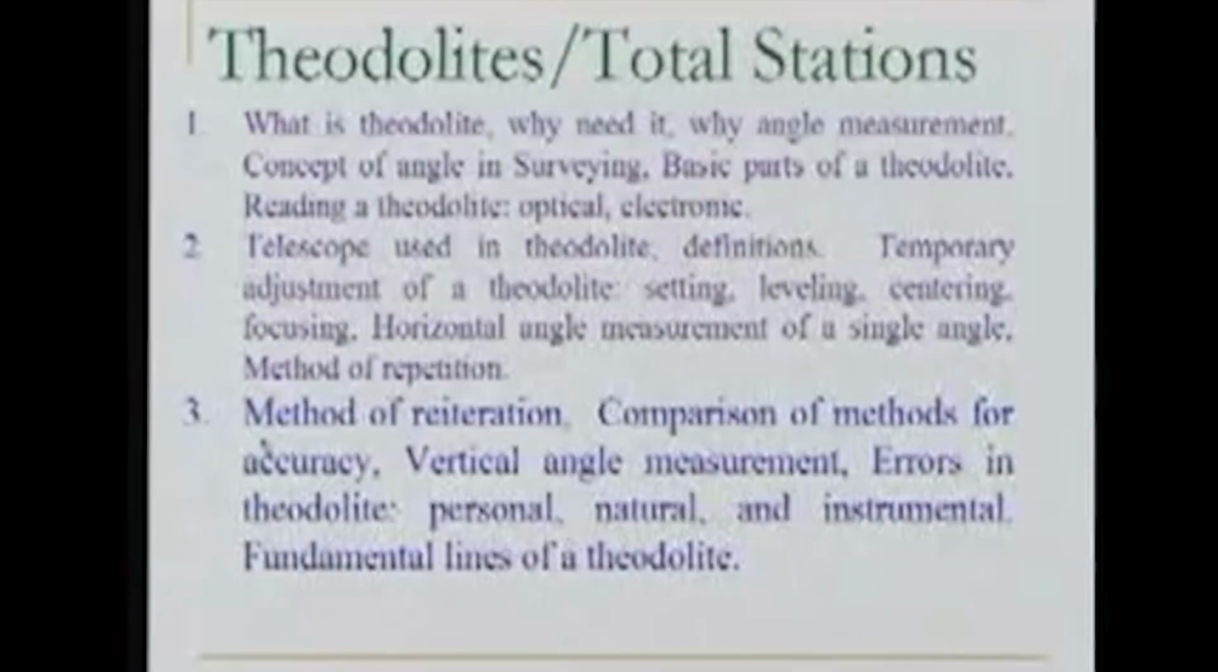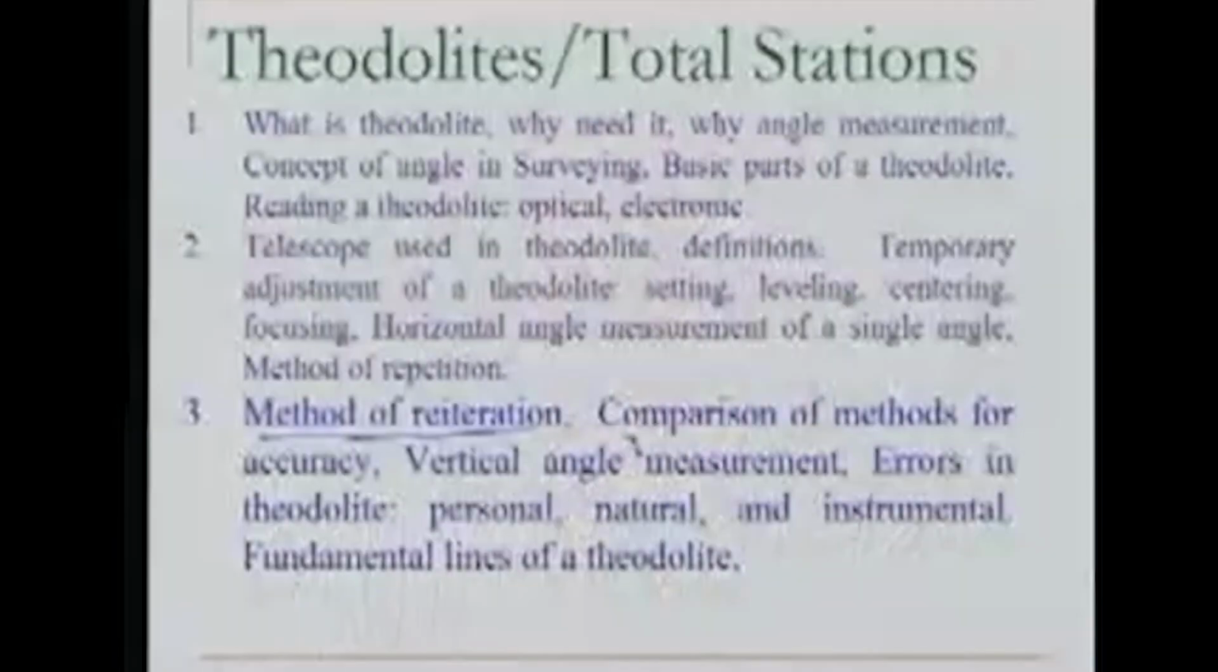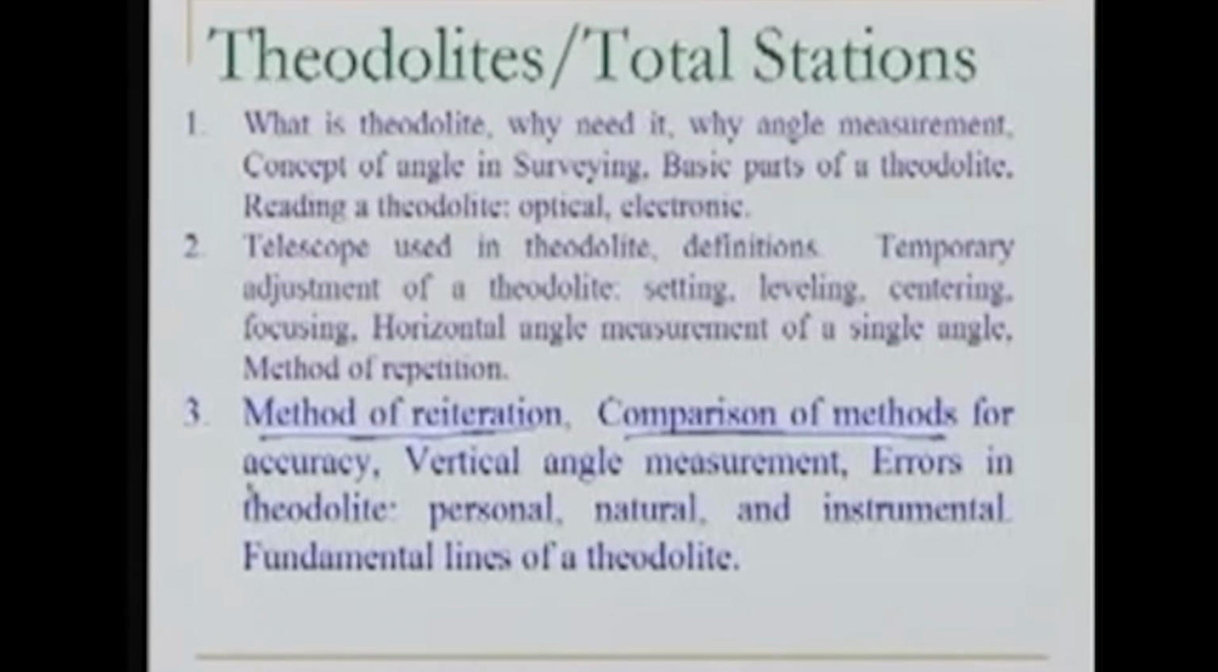In the last lecture about the theodolite, we talked about angle measurement and we measured the angles using the method of reiteration. We saw the advantage of the method of reiteration: if we have to measure multiple angles from one station, we go for this method. Then we compared the method of reiteration and the method of repetition for their accuracies. We did a little analysis of how the errors propagate.